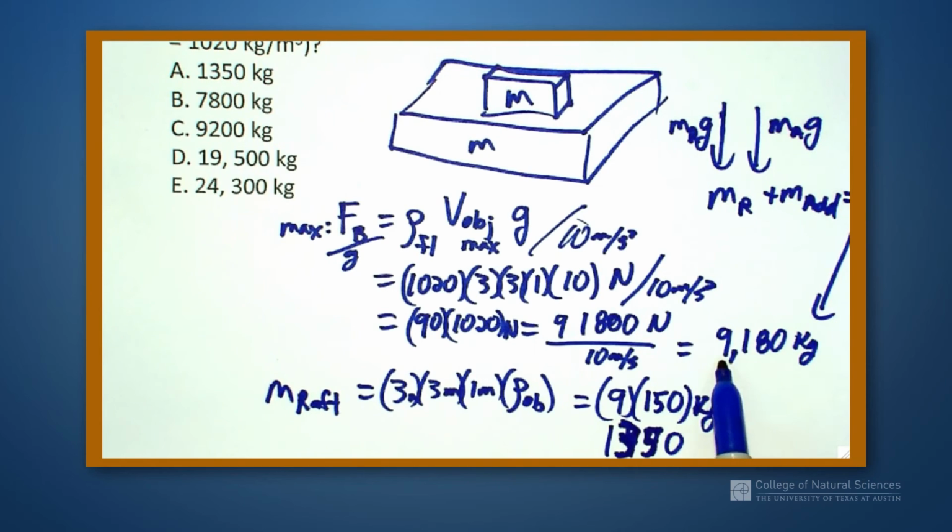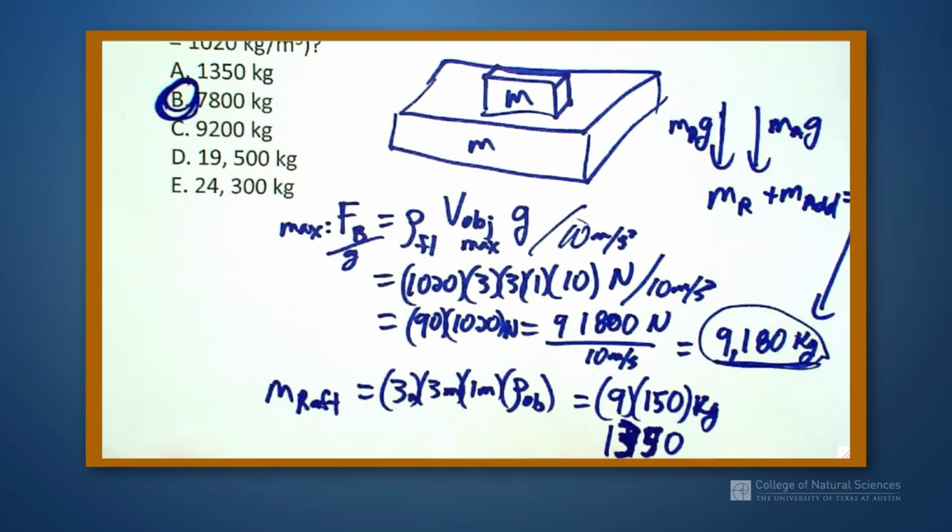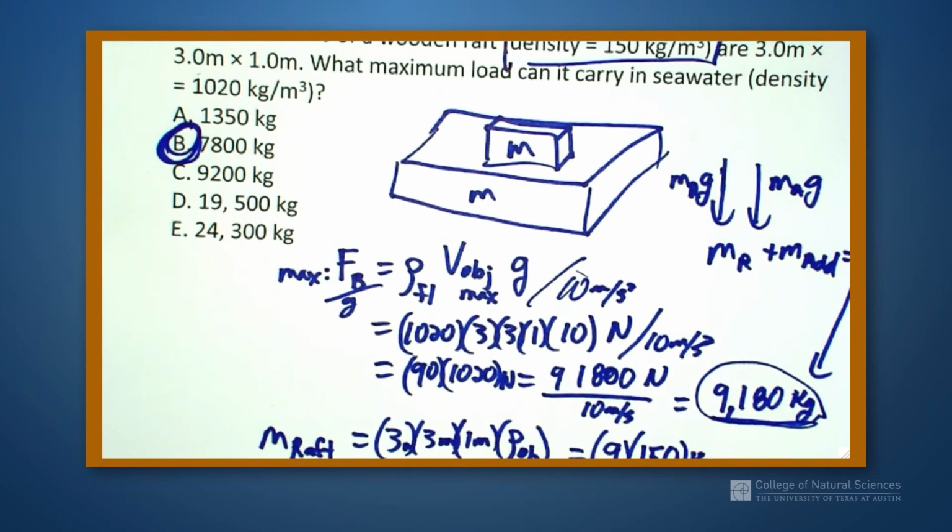The total mass that it can support is 9,200, which leaves us with around 7,800. The difference between the two, 7,800 kilograms, is going to be about what this object can support.